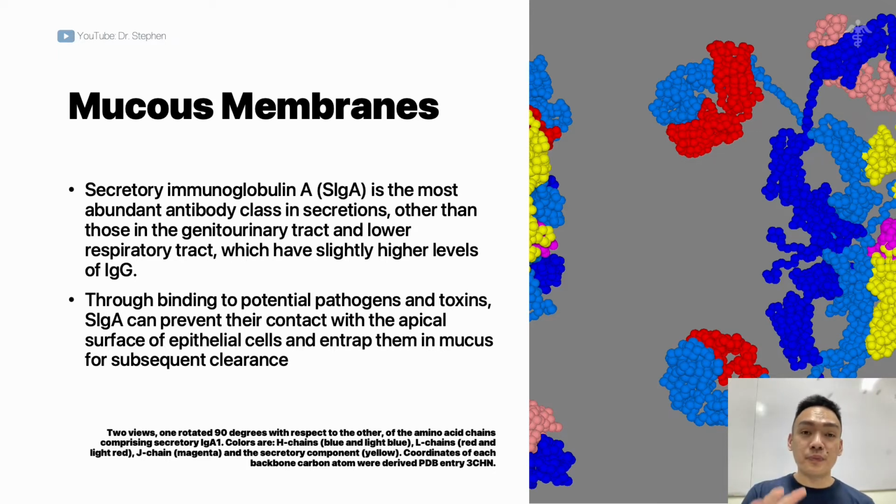And as you all know, the gut microbiota is the most well-studied microflora in the human body. With its connection with people's diet and lifestyle, it could help detect which diseases are attributed to a dysbiosis in these particular sites. Again, secretory immunoglobulin A is the most abundant class in secretions other than those in the genitourinary tract and your lower respiratory tract, which have slightly higher levels of IgG.